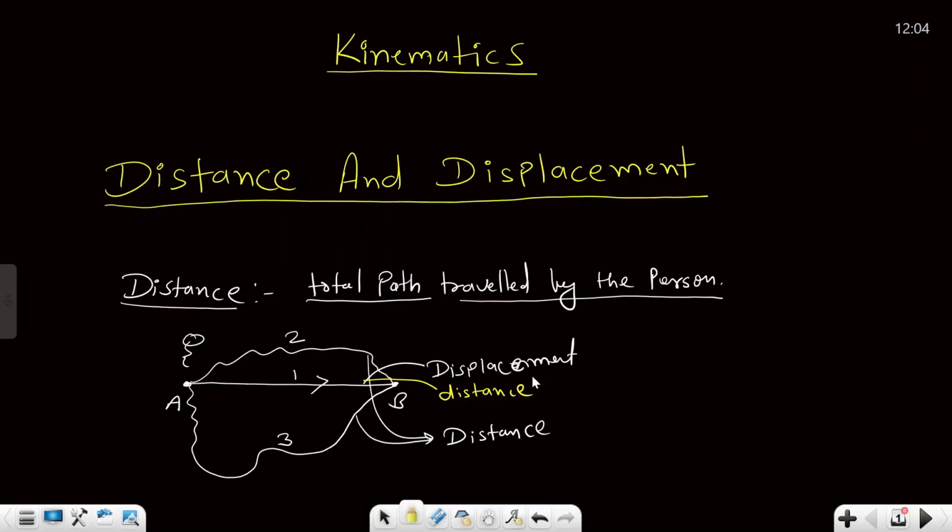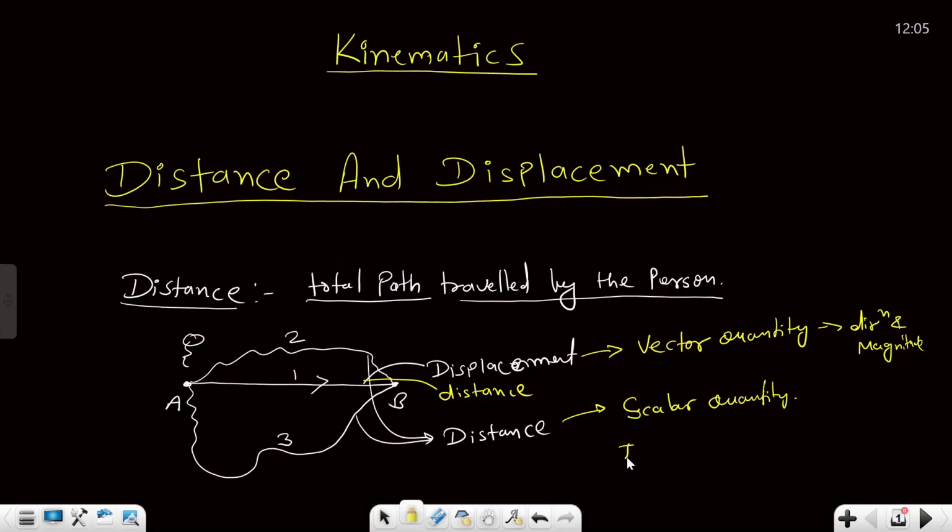The difference between distance and displacement is only of direction. So distance is a scalar quantity and displacement is a vector quantity, right? Displacement is a vector quantity which has direction as well as magnitude. But distance is only a scalar quantity and it has only magnitude, no direction.